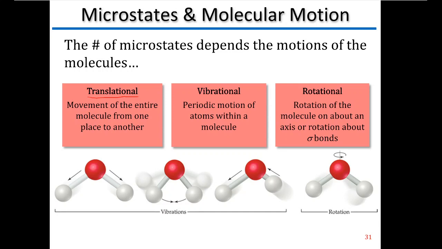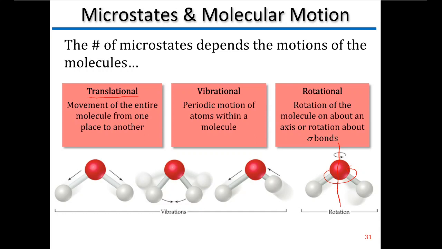The last one is rotational. This is rotation of the molecule about an axis, or rotation about a sigma bond. With this particular example, we have an axis rather than a sigma bond, since we're talking about water here. If you can imagine drawing an axis right down the center of this molecule, and then rotating the water molecule around that axis, that's our rotation.